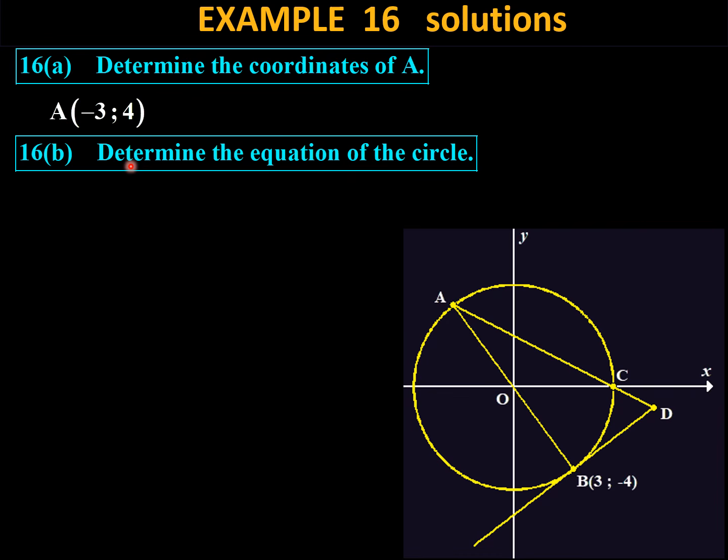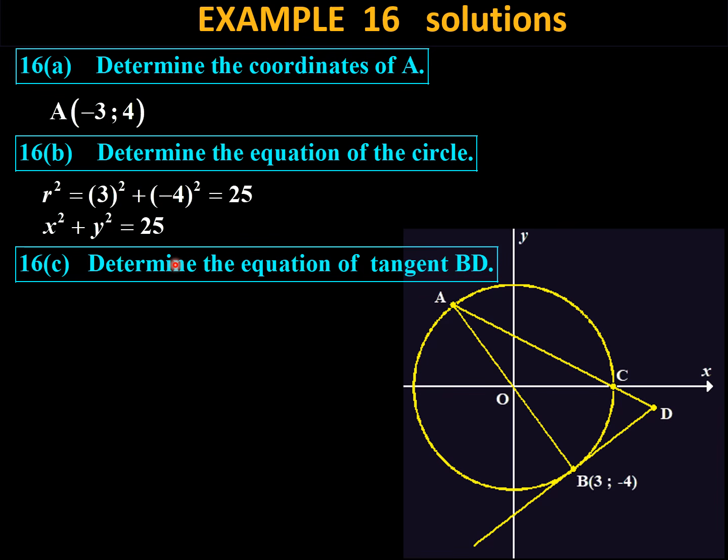Determine the equation of the circle. So equation of a circle, we need the radius. So the radius length, I can either work out OA's length or OB's length. Doesn't matter. If I work out either of the 2 lengths, I end up with r squared is 25. So my equation, because it goes through the origin, it's this formula, x squared plus y squared is equal to 25.